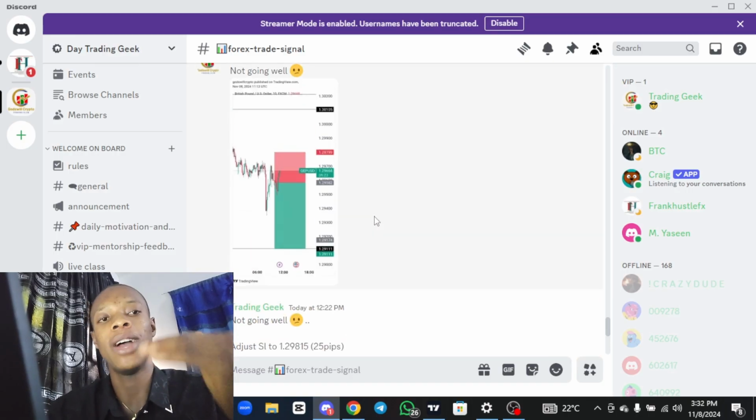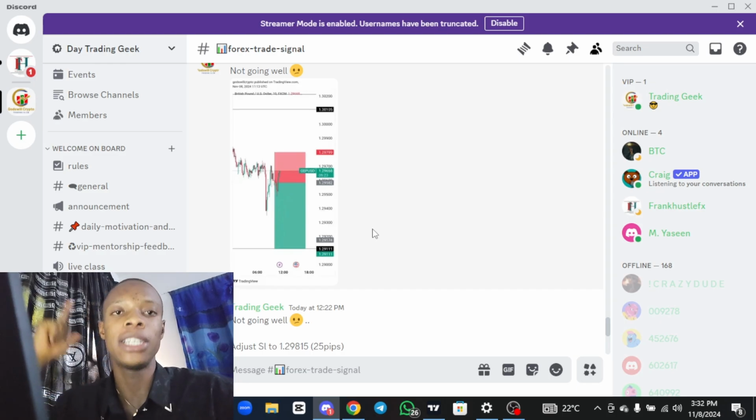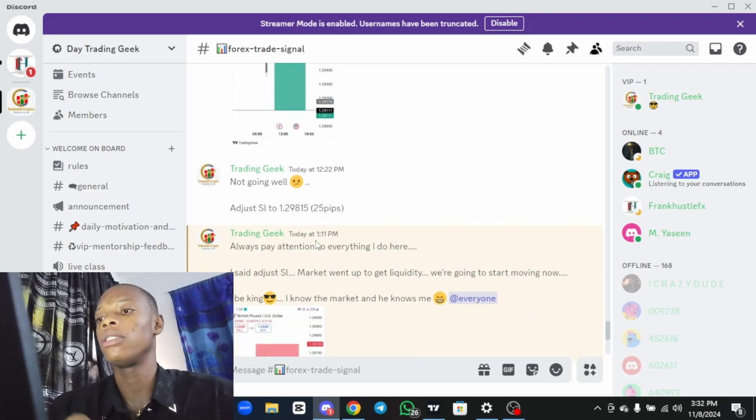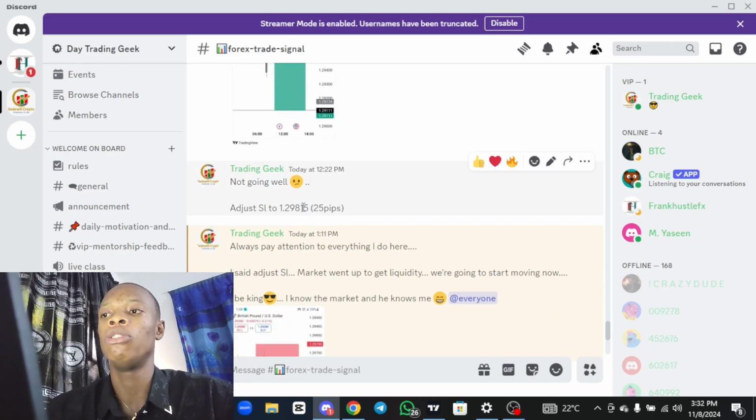And I said, adjust your SL higher. Meaning we should not be liquidity. The price should not hit our stop loss and then start going down, because I know what the market wants. So I sent out to the group, adjust SL to this. We increase our SL in the market.